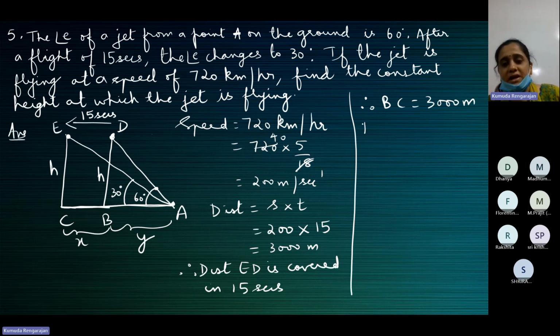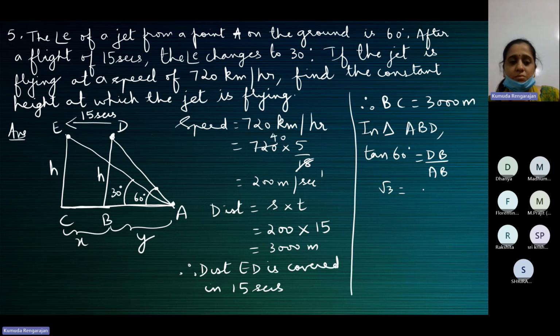Now we'll do it together so you don't have to think much. So in any right triangle, first, in triangle DAB or ABD, tan 60 degrees is equal to, use the letters, DB by AB. So root 3 is equal to H by Y.